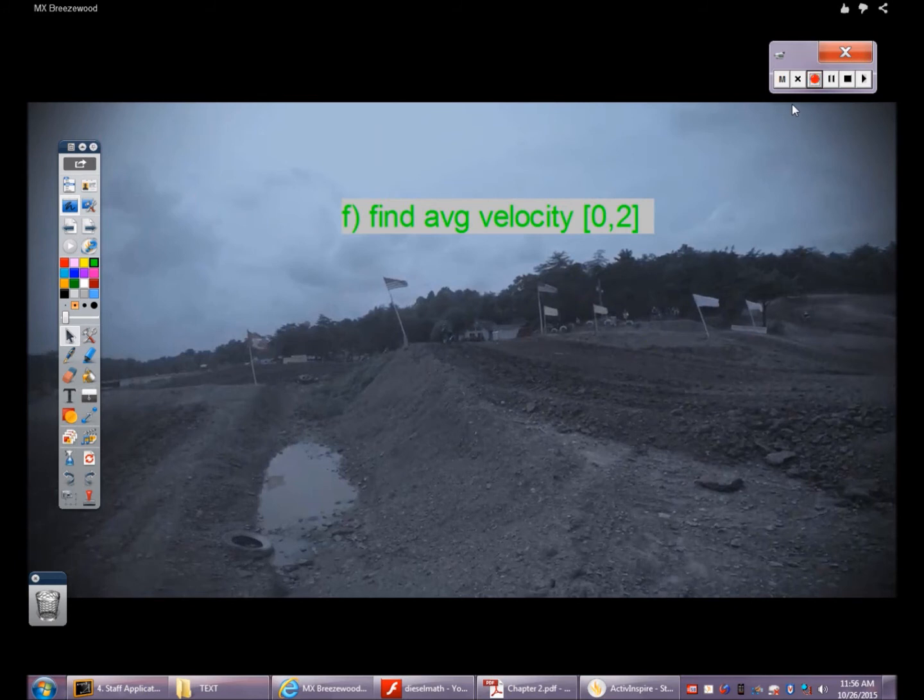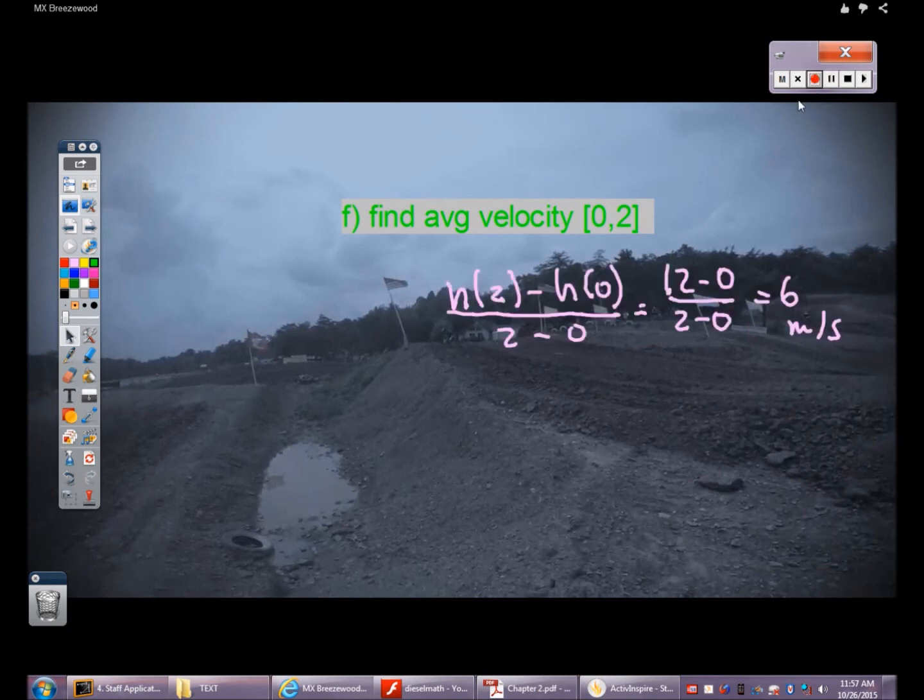Let's find the average velocity during the first 2 seconds that I'm in the air. Well, average velocity is the average rate of change, f of b minus f of a over b minus a. So in this case, h of 2 is 12, h of 0 is 0, divided by 2 is 6 meters per second. So I'm averaging a velocity, or averaging a speed, of 6 during the first 2 seconds.